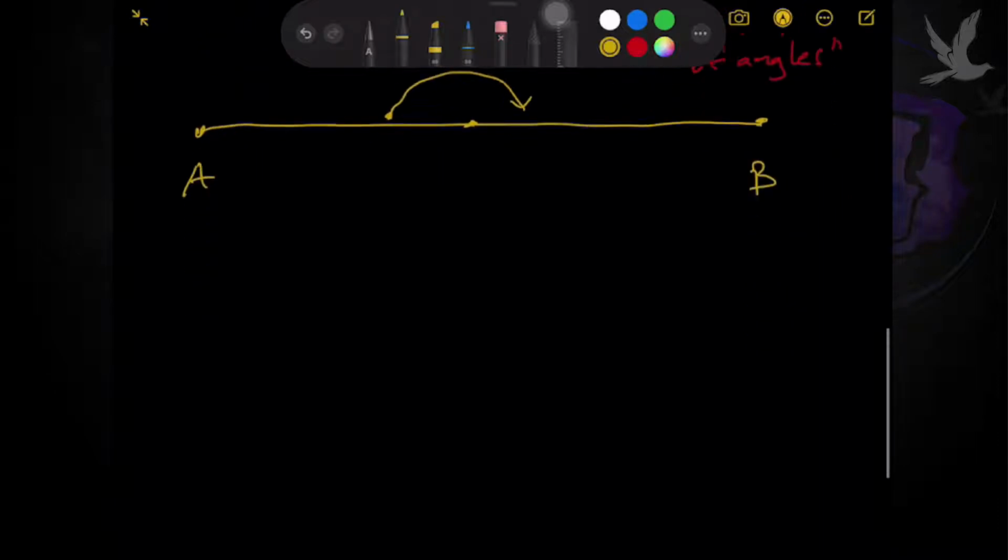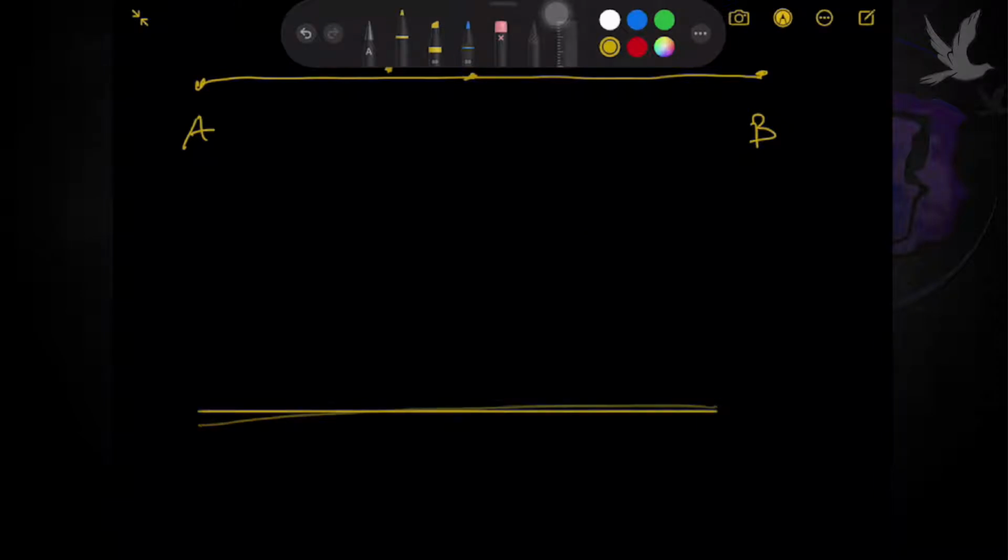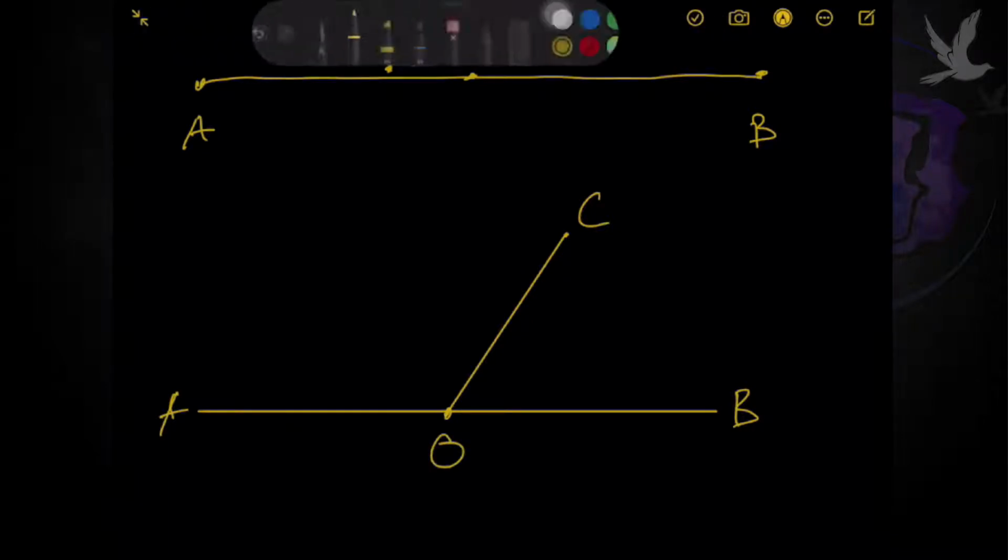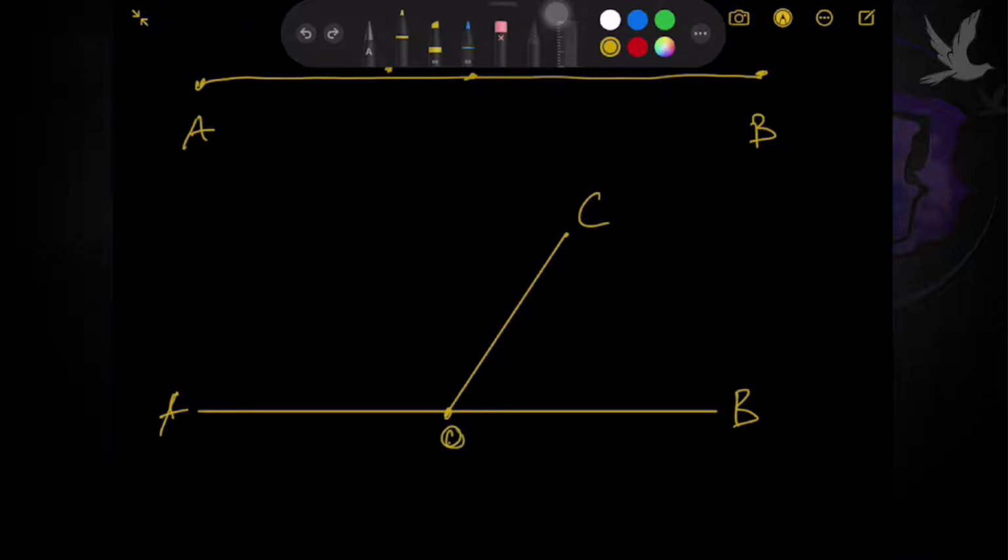Then again, I'm going to draw a straight line in which we have point A and point B, and let's say we have point C somewhere here. Then draw and connect a line along line AB to a certain point over here, and let us name this point O. So if you notice, we now have 2 angles. We have this one angle over here and this other angle over here.